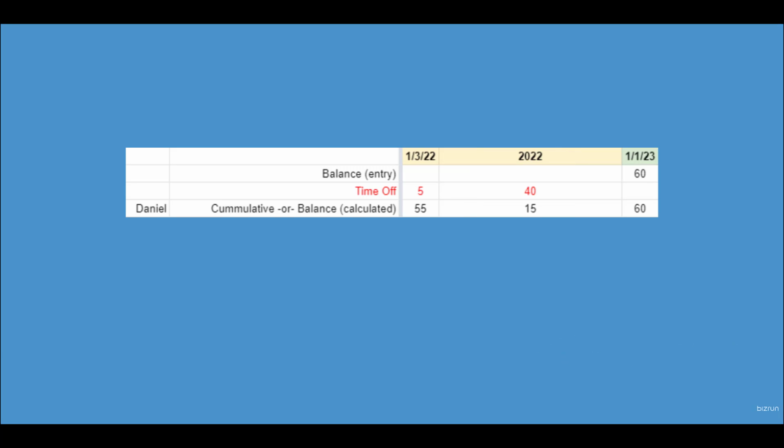Finally, on January 1st, 2023, Daniel has another balance entry of 60 hours. Just like the year prior, if he doesn't take any time off that day, his day-end balance would be 60 hours. Again, the balance entry of 60 hours overwrites the previous day's calculated balance of 15 hours.